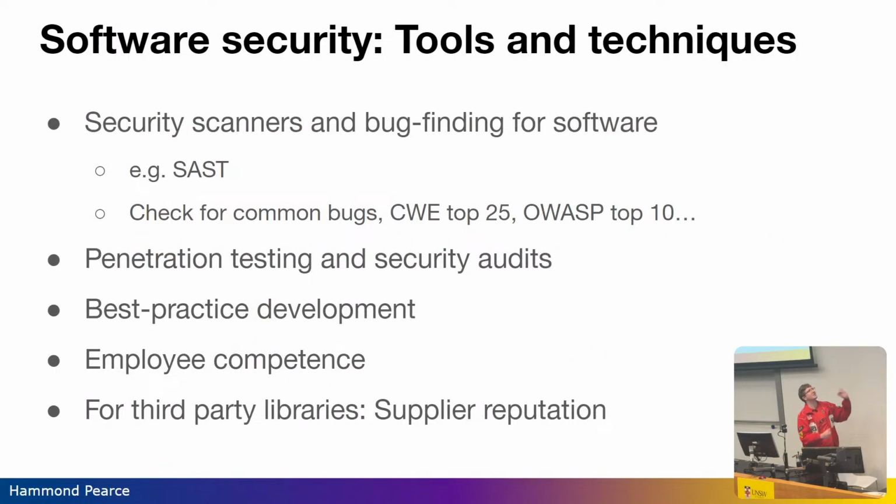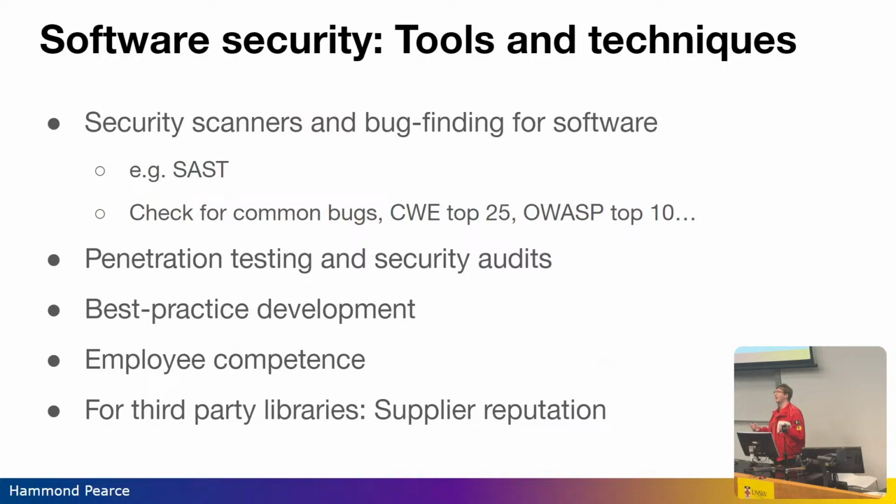Here are some other things we can do, as we were just talking about security finding, right? We can use security scanners to find bugs. We can do static application security testing, which can check for common bugs. You might have heard of things like the OWASP top 10 or the CWE top 25. These are lists of common bugs, and security scanners can find them. We can do penetration testing, and we can do audits of stuff.